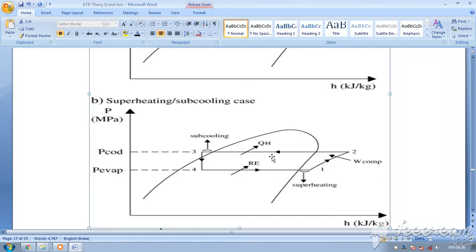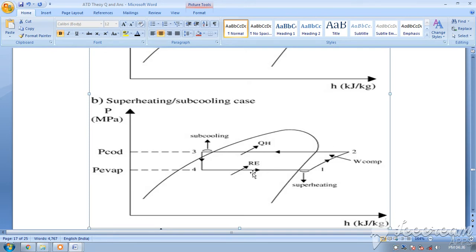Refrigeration effect divided by the compressor work is the coefficient of performance. So though in superheating there is a slight increase in the refrigeration effect, it is at the cost of high work, and thus the COP is reduced. This is the case of superheating: the COP is reduced.